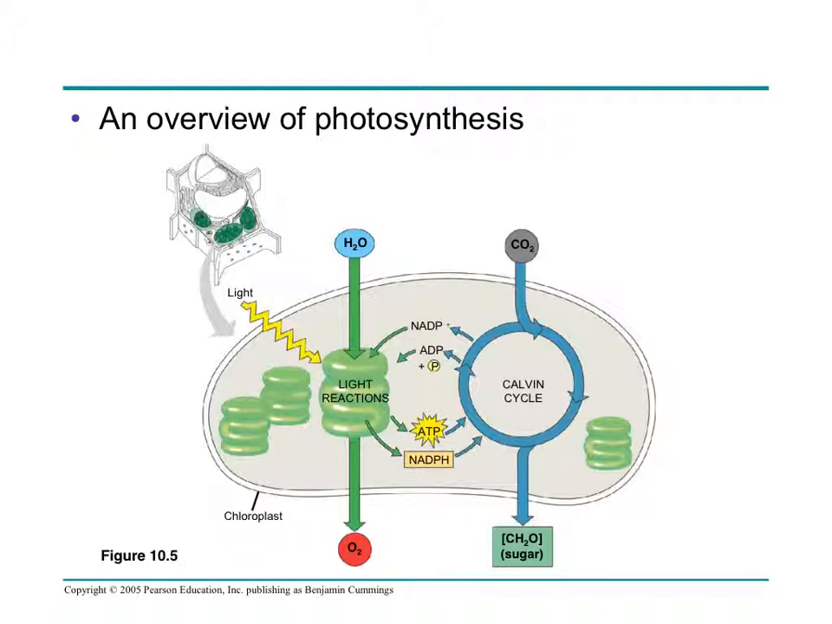Okay, so here's a diagram representing the two sides, light reactions and the dark reactions. And as you can see, I have on here what we had represented in words previously: water is used in the light reactions, carbon dioxide is used in the Calvin cycle, oxygen is produced in the light reactions, and our sugar is being made in the dark reactions.